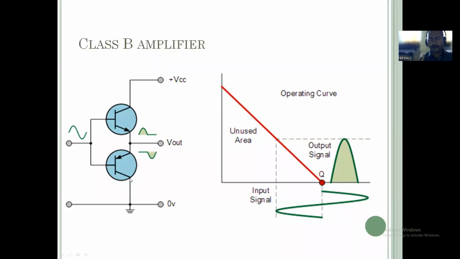for the 360-degree full cycle, but here this one works for 180 and that one works for 180, so a total of 360 degrees. So the burden on one transistor does not happen here, right? That is the advantage, but it has its own disadvantages, right?